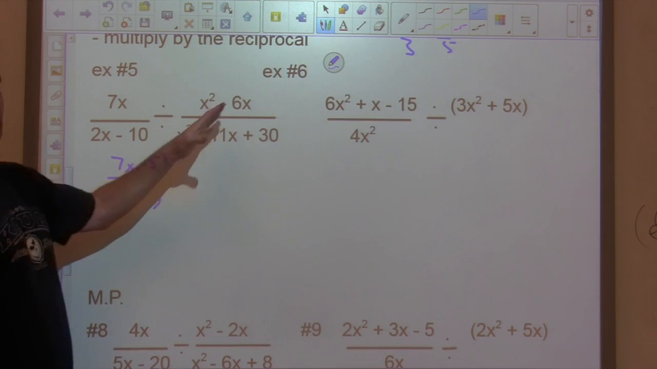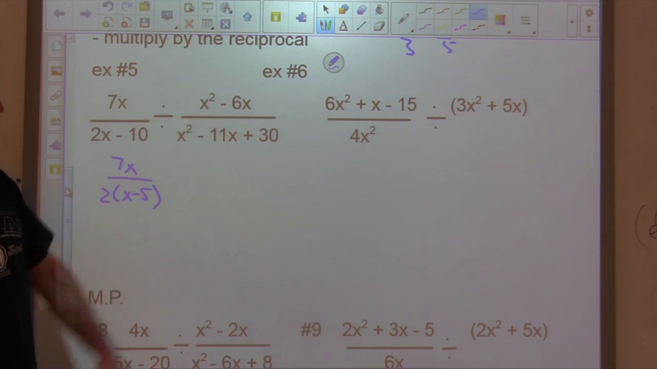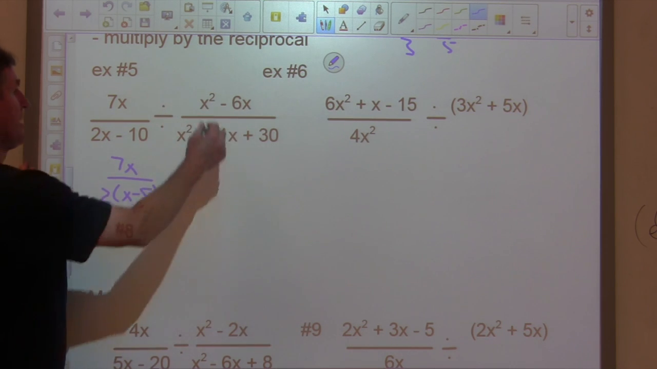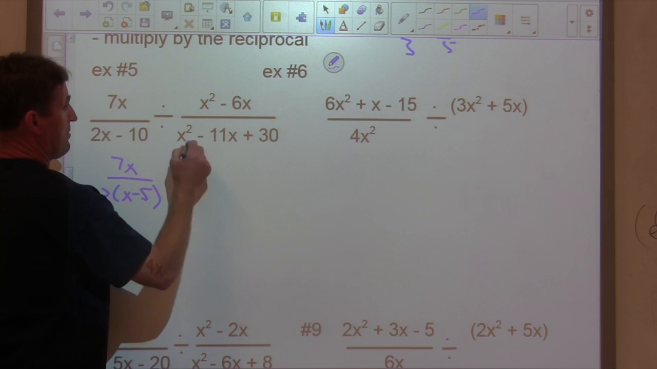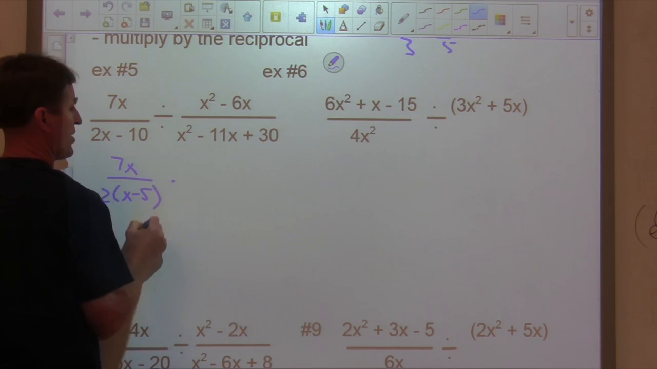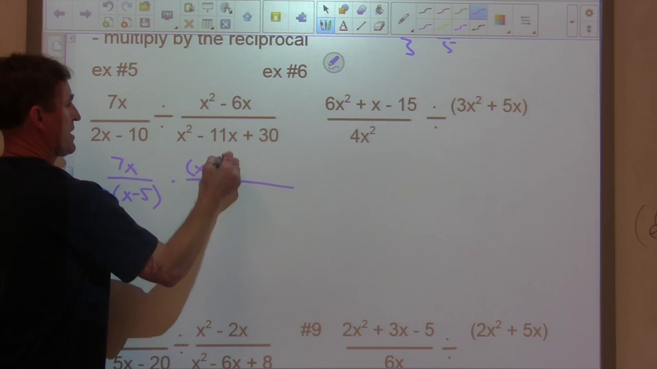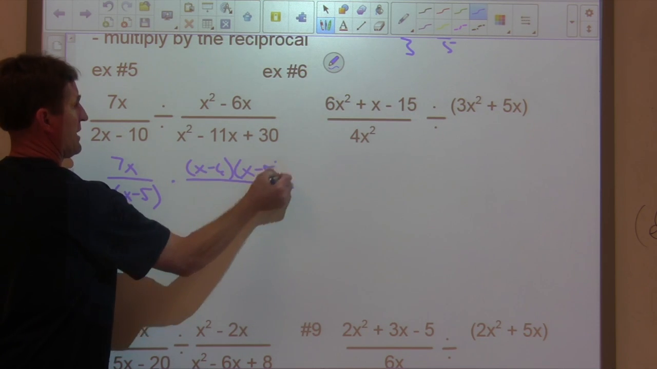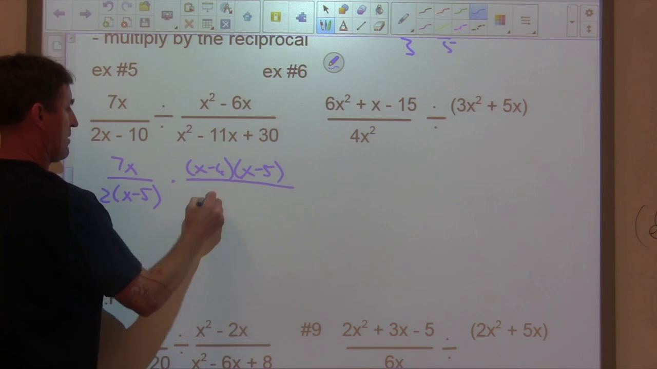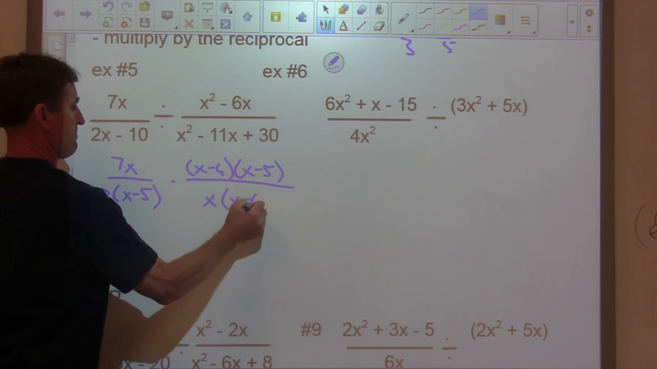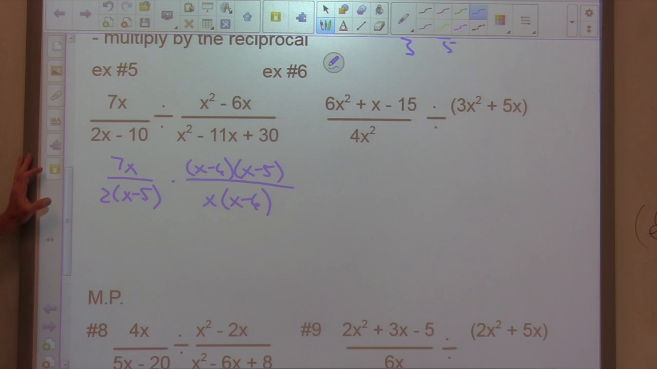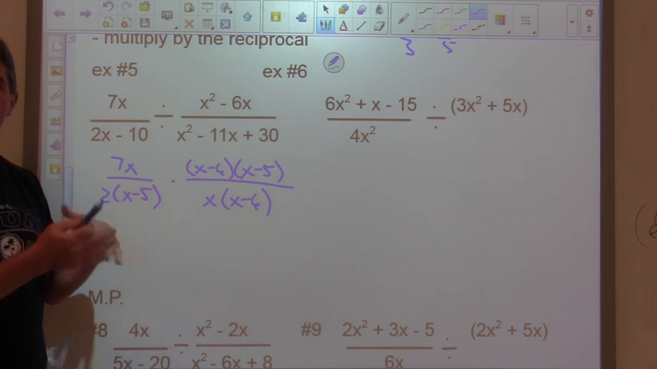Now, when I write these down, I just switch it as I write it down. I don't care when you do it, but this is going to flip over. So I'm now going to factor this, change it to multiplication. I'm going to factor this and put it on top. x minus 6, x minus 5, and factor that. I can pull an x out. So it's factored.